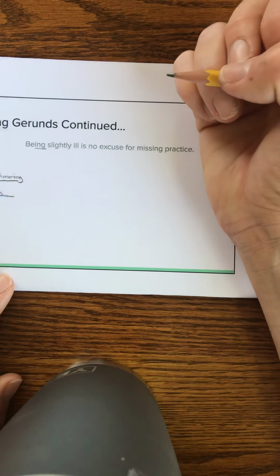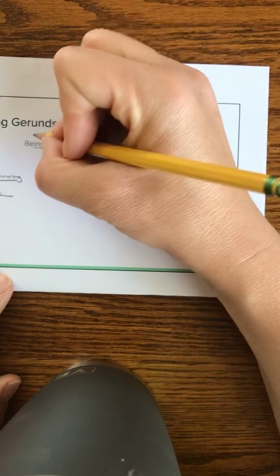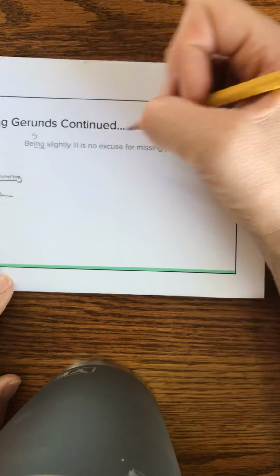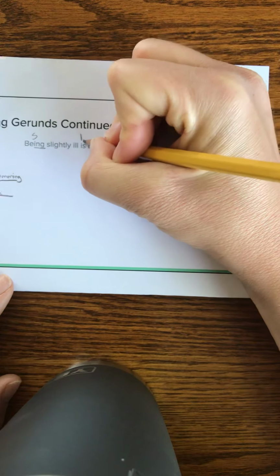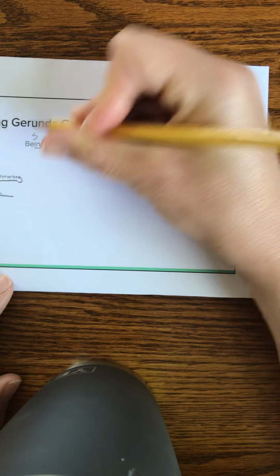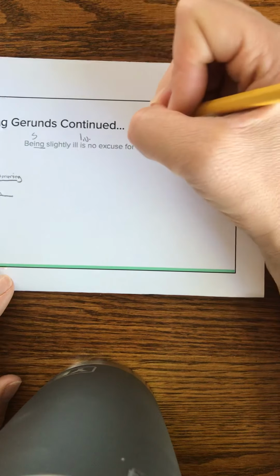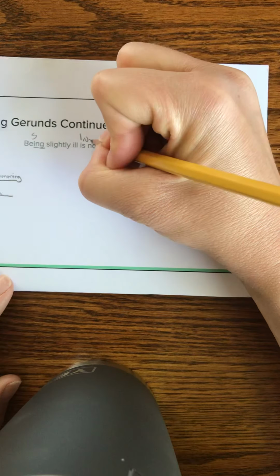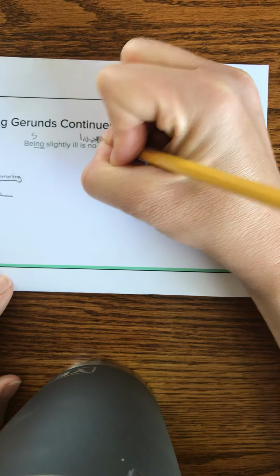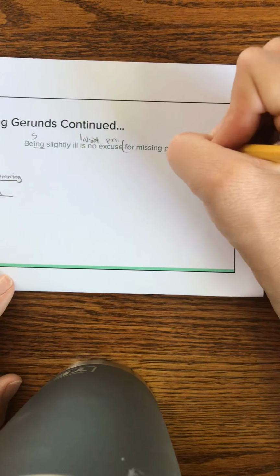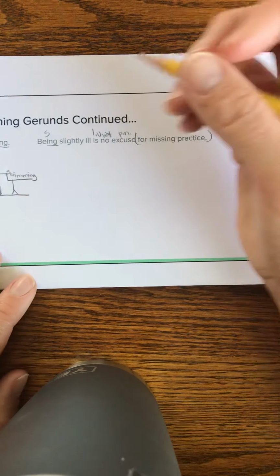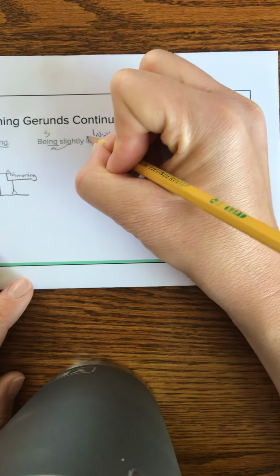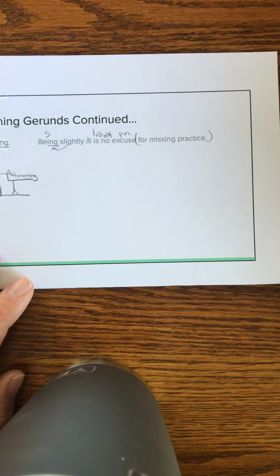Being is a verb form, but it's not the main verb in my sentence, so I think this is my subject here. What is it saying? Being slightly ill is? That's my main verb, my linking verb. So being slightly ill is what? It is no excuse. So excuse is my predicate nominative. No is an adverb. For missing practice is the prepositional phrase. And then slightly describes being. And ill is the direct object of this gerund.